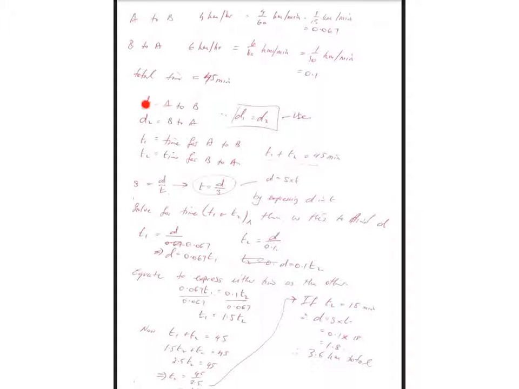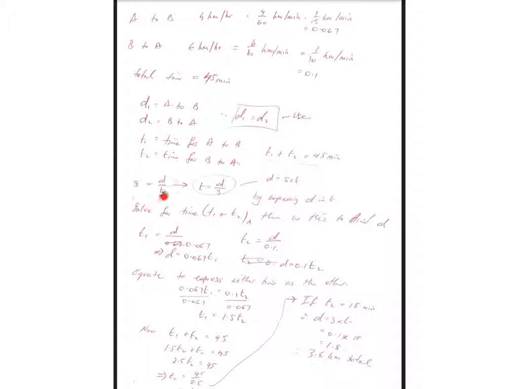Now, D1, I've just written distance 1 is A to B, distance 2 is B to A. They're equal. So I've said I'm going to use this fact. Now, T1 is the time it takes to go from A to B, and T2 is the time it's going to take to go from B to A. They're not going to be equal because they're travelling at different speeds. But we do know that T1 plus T2, the time to go away plus the time to come back, gives us 45 minutes.